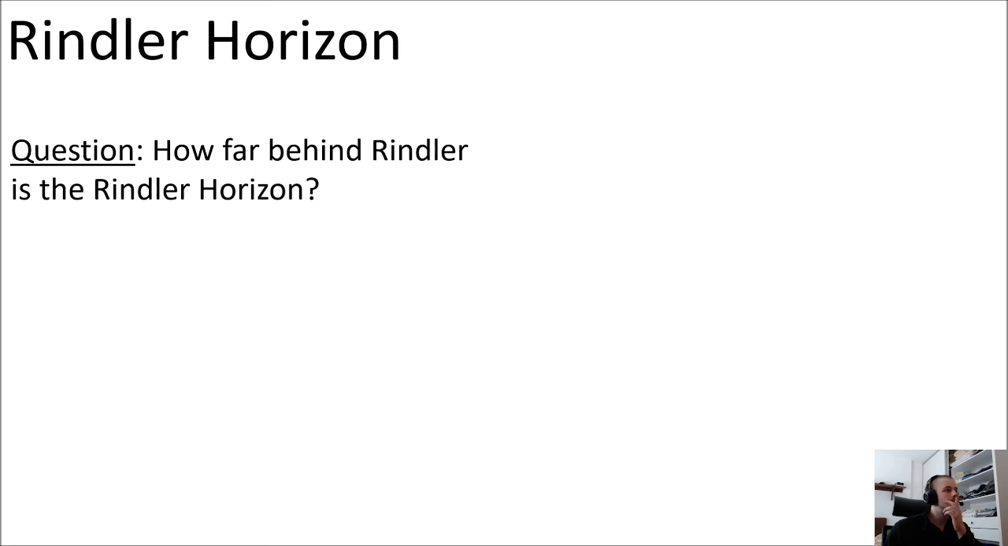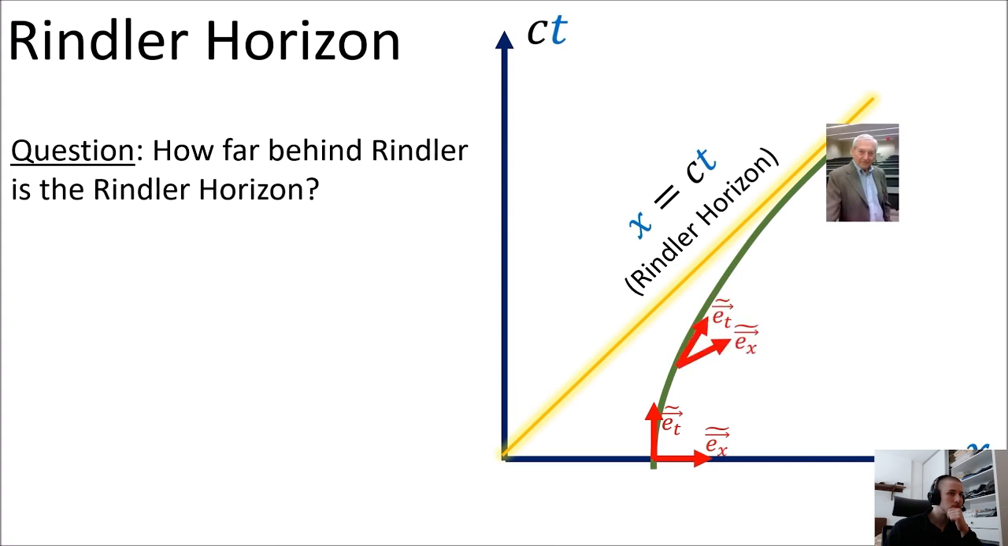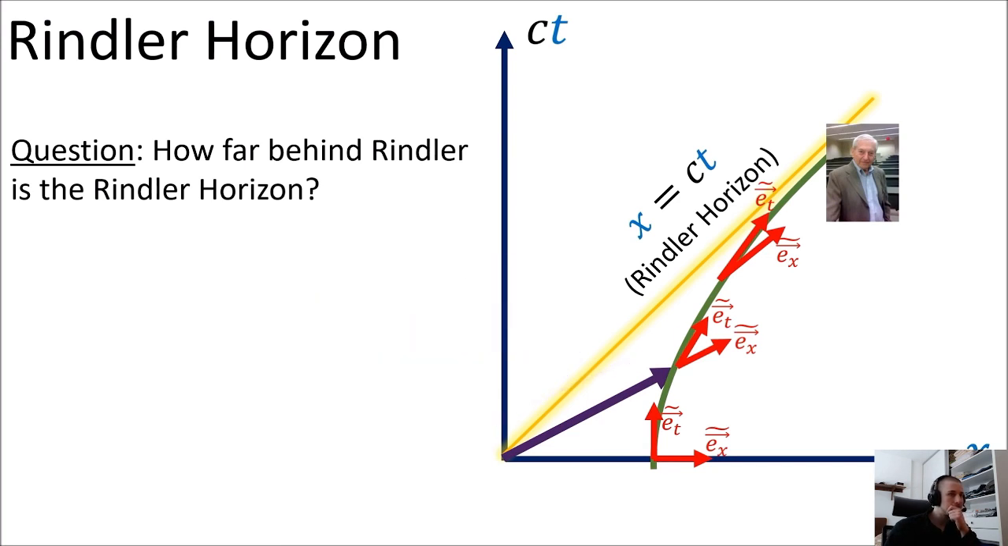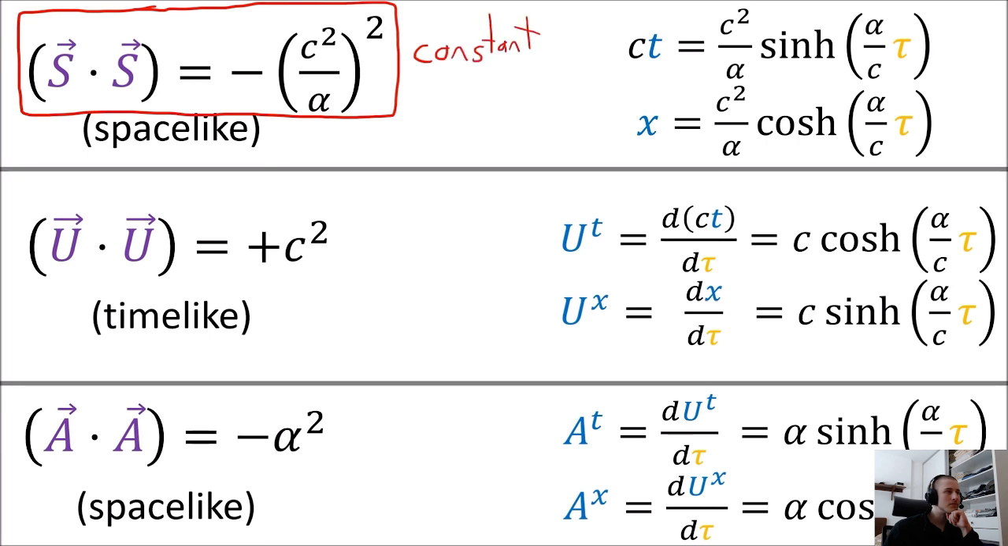An interesting question to ask is, how far behind Rindler is the Rindler horizon? We can figure this out by looking at the various position basis vectors along Rindler's world line and measuring the distance to the Rindler horizon, parallel to these position vectors. Since all of these position vectors meet at the origin, this is the same thing as just measuring the length of Rindler's various 4-position s vectors. If you recall, for our hyperbolic world line, the space-time interval s.s is a constant number for all time, negative the square of c squared over alpha.